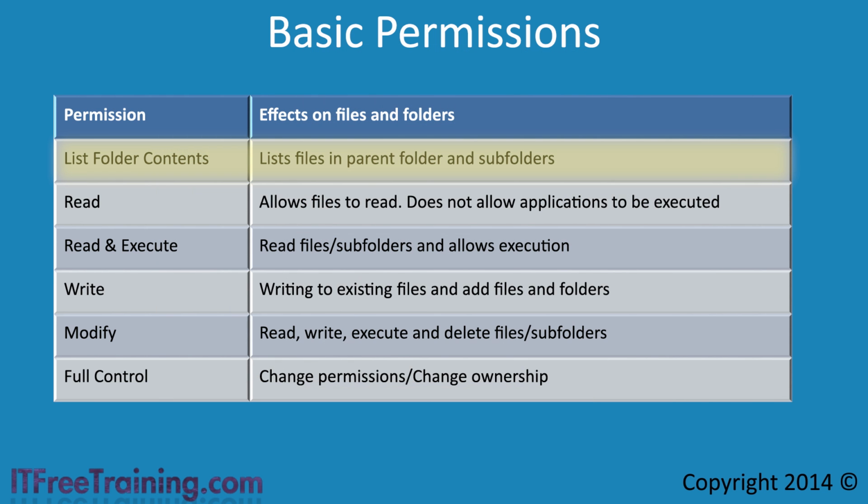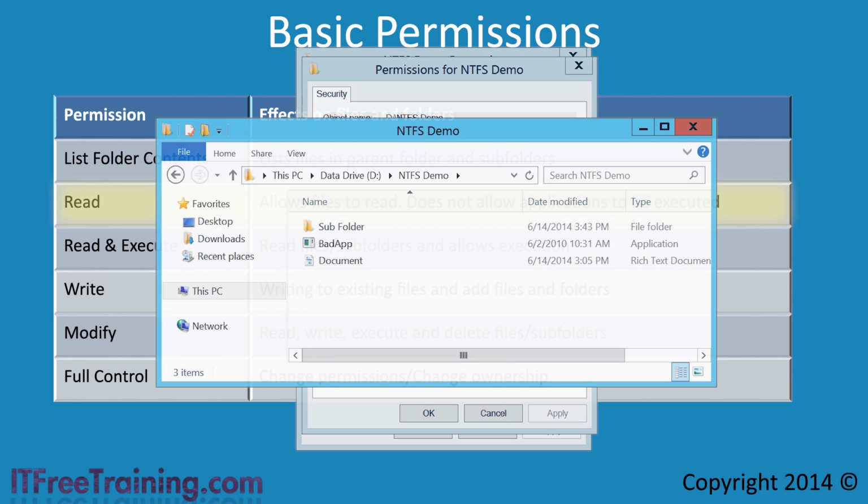The next permission that I will look at is the Read permission. The Read permission, as the name suggests, allows a file to be read. However, it does not allow execution of an application. I will now go back to Windows Explorer and have a look at how the Read permission works.